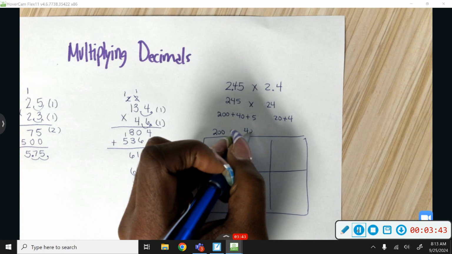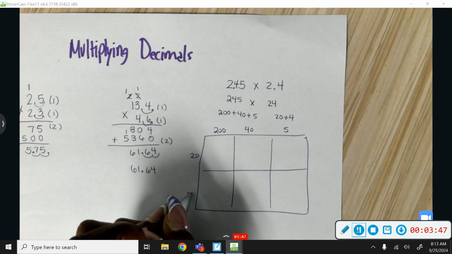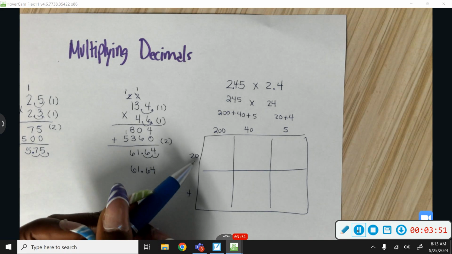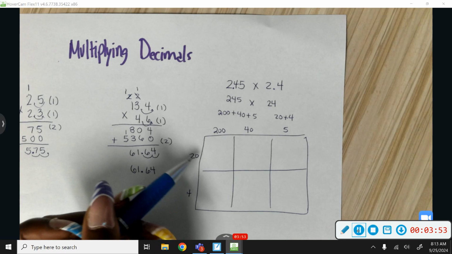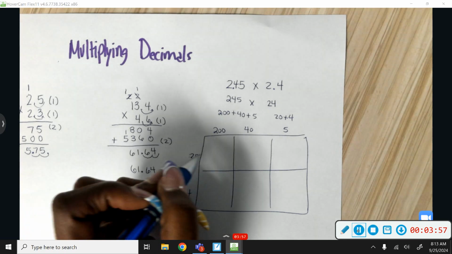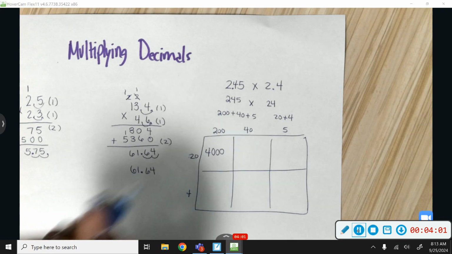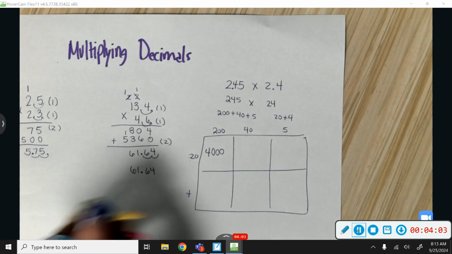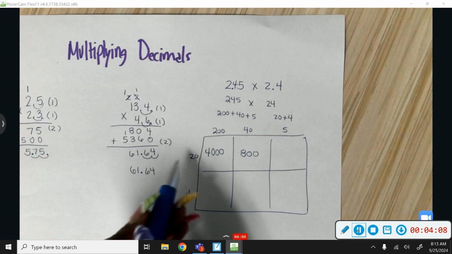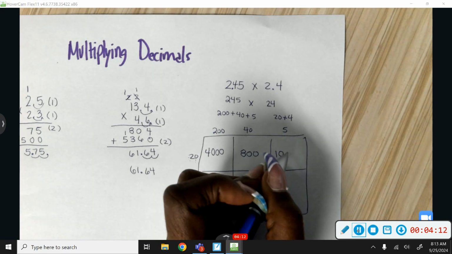200, 40, and 5, 20, and 4. Now just multiply like I normally would. So again, we do not have to multiply the zeros, just multiply the first number. So in this case, 2 times 2, that gives me 4 with 1, 2, 3 zeros. 2 times 4, that's 8 with 2 zeros. 2 times 5, that's 10 with 1 zero.